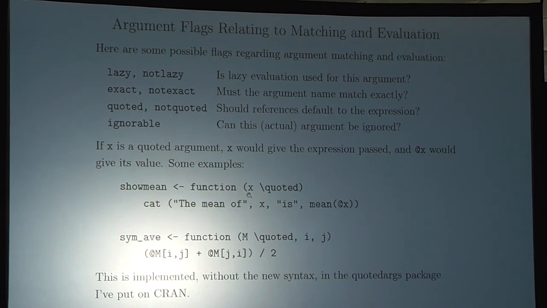So here would be an example of this. You say show mean is a function that takes an x that's a quoted argument, and then you can say the mean of x is mean and then at x to actually get the value of x. And this would evaluate to the expression that was passed, whereas this would actually get the value. And you could use this also to sort of pass things effectively by reference, or really by ALGOL 60 call by name.